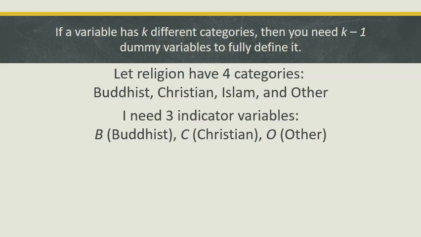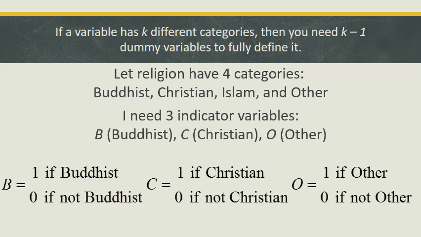So I create a variable called b, which is equal to 1 if a person is Buddhist and 0 otherwise. And I create a variable called c, which is equal to 1 if the person is Christian and 0 otherwise. And I create a variable called o, which is equal to 1 if the person is other and 0 otherwise.